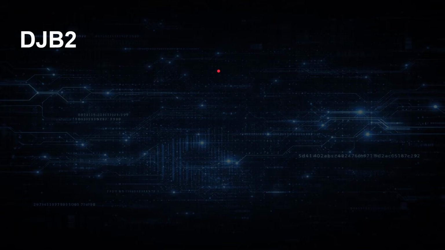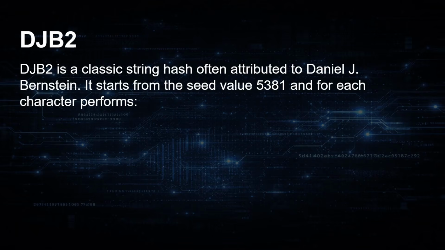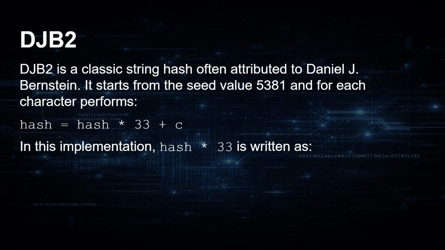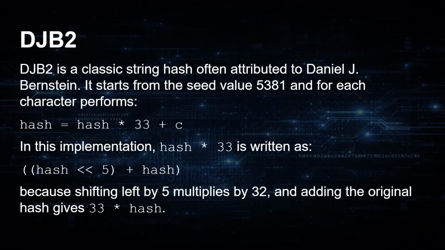Now, an interesting and well-known hash function is the DJB2 function. It's a classic string hash function attributed to Daniel J. Bernstein. It starts with the seed of 5381, and for each character, it performs hash is equal to hash times 33 plus C. In this implementation, hash times 33 is written as hash shifted left by 5 plus hash. Why is that? Because shifting left by 5 multiplies by 32. Every time you shift left, you multiply by 2. So times 2, times 4, times 8, times 16, times 32. And then you add the original hash, which gives you 33.